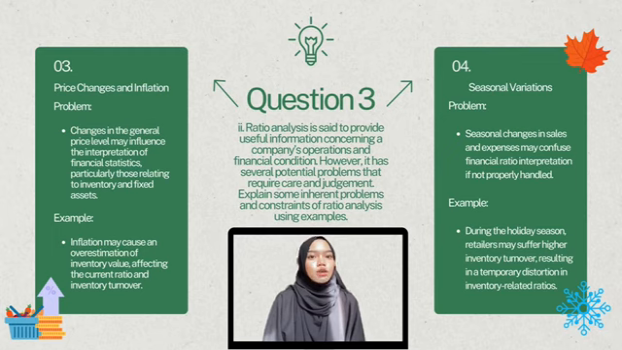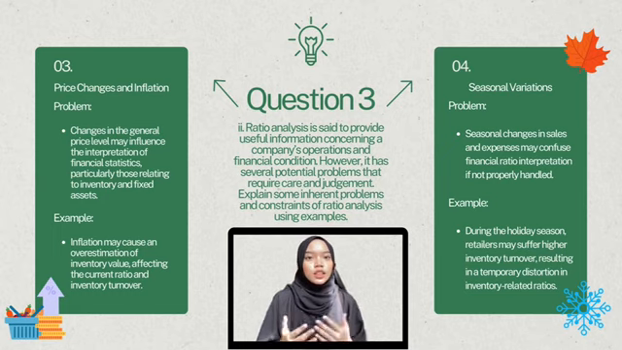Next is question 3, Roman 2. Explain some inherent problems and constraints of ratio analysis using examples. Firstly, price changes and inflation. The problem is the changes in the general price level may influence the interpretation of the financial statistics, particularly those relating to inventory and fixed asset. For example, inflation may cause an overestimation of the inventory value, affecting the current ratio and inventory turnover.